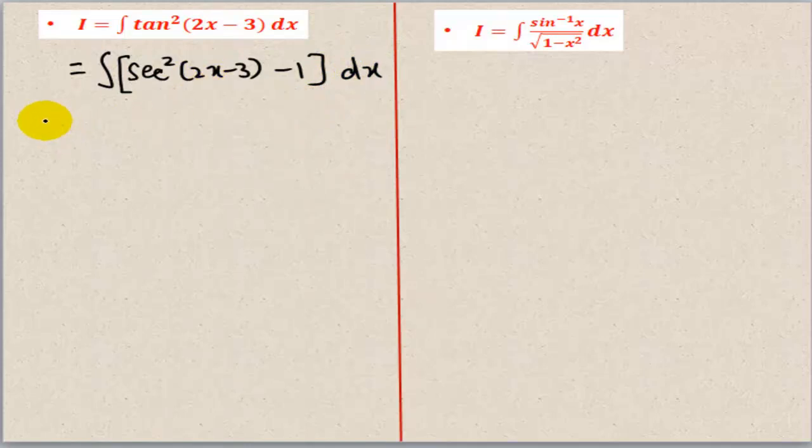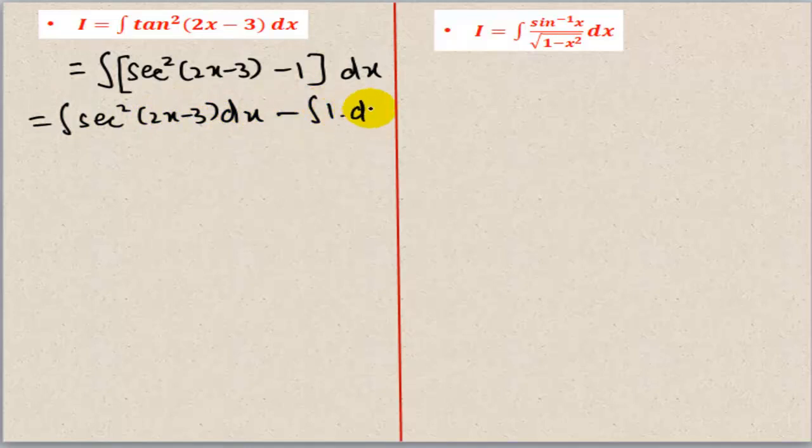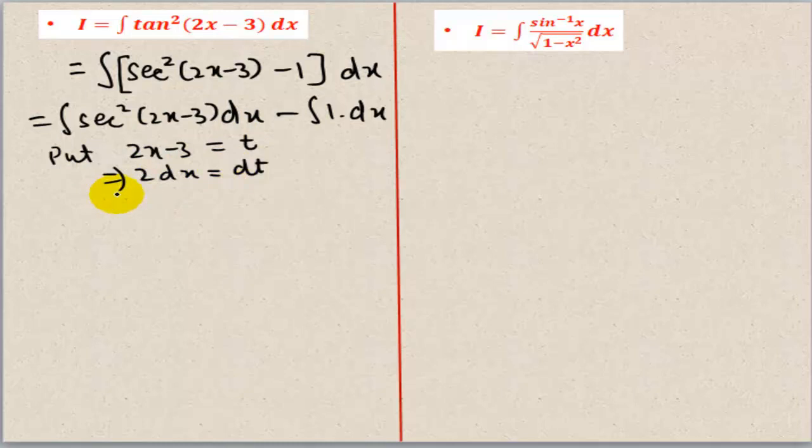Now I'll break it into two integrals. One can be written as sec square 2x minus 3 dx. Other one can be written as 1 times dx. You can see the second part can be integrated. In the first part, I will use substitution. We put 2x minus 3 is equal to t. That means twice of dx will be dt, or you can write dx as half of dt.